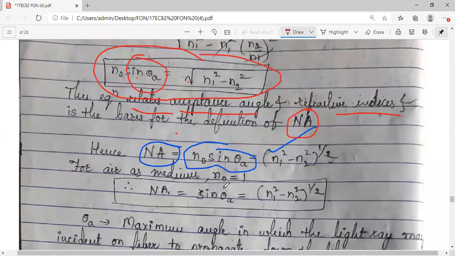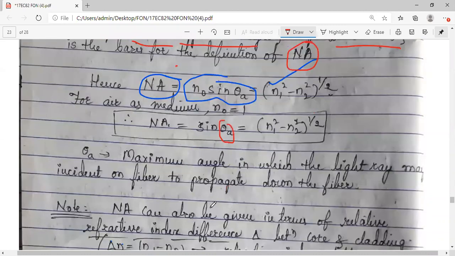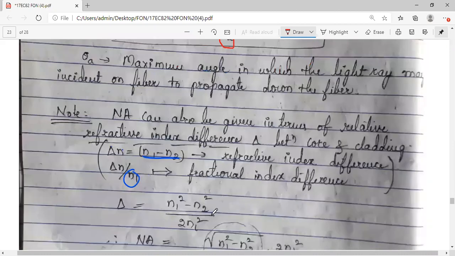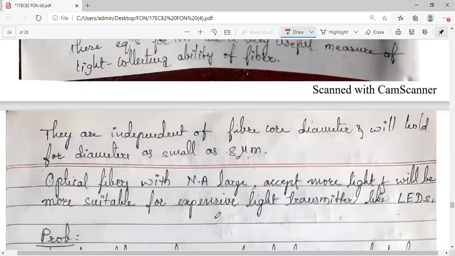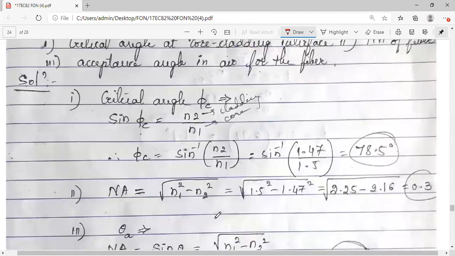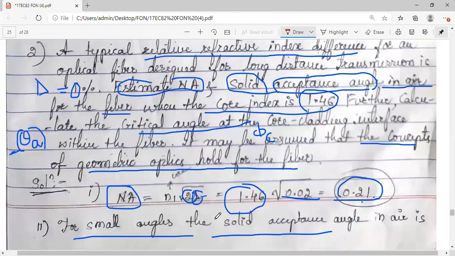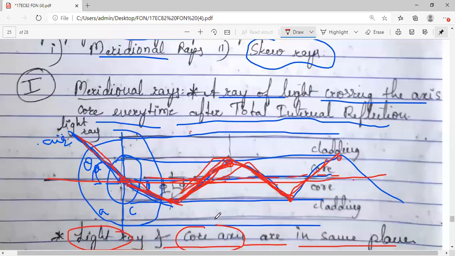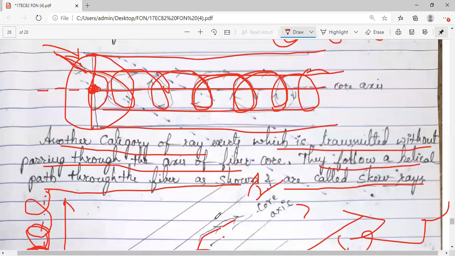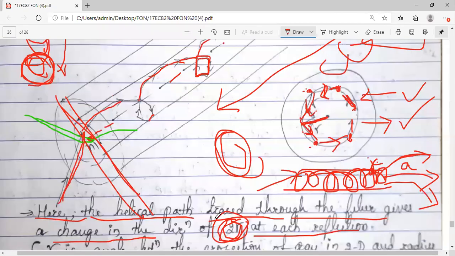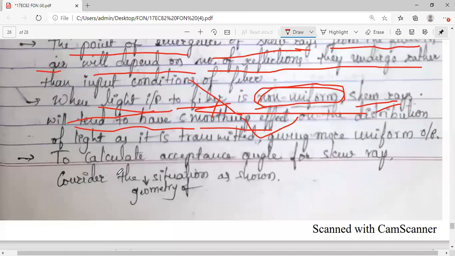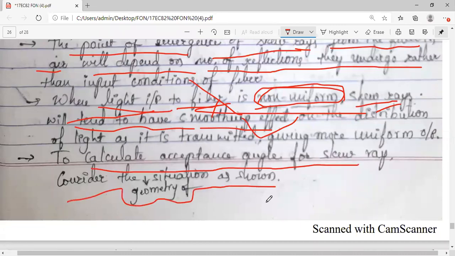So we have already defined what the acceptance angle is. This is by default for meridional rays. Now similarly for skew rays, we will go for acceptance angle. Please make sure that you understand this figure very clearly. It is very important. If you understand this figure, then the calculations will become easy to understand. In order to calculate the acceptance angle for skew rays, let us consider the geometry of the situation as shown.